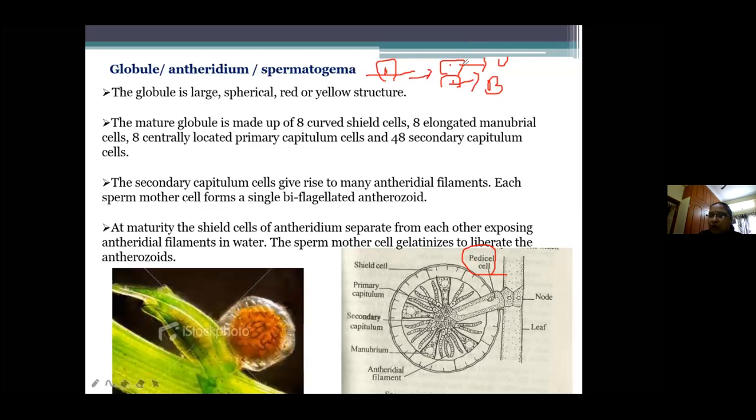Next, the upper initial. Again the upper initial divides vertically, twice. Vertical means first it forms 4 cells, then again it divides vertically. After that, how many cells are formed? In total 8 cell-like structures are formed. That is called an octant.